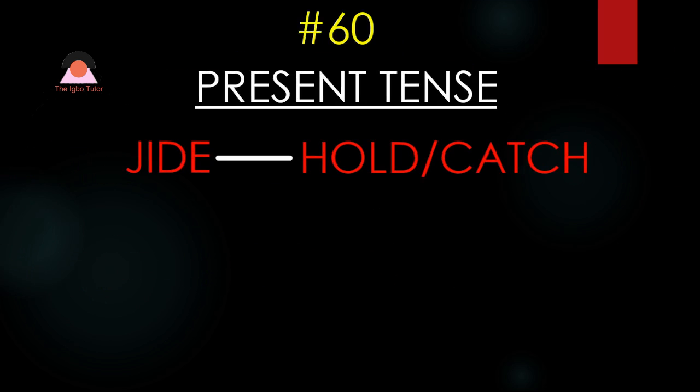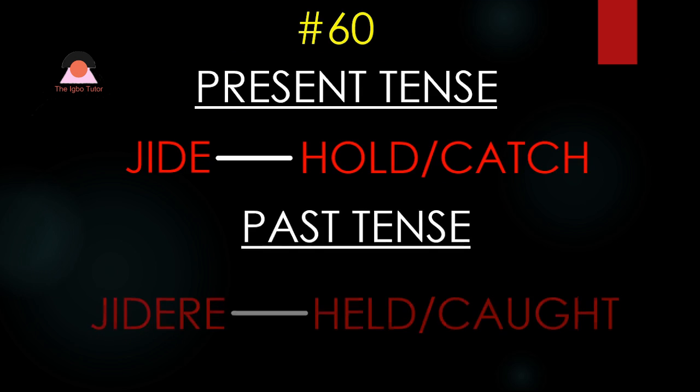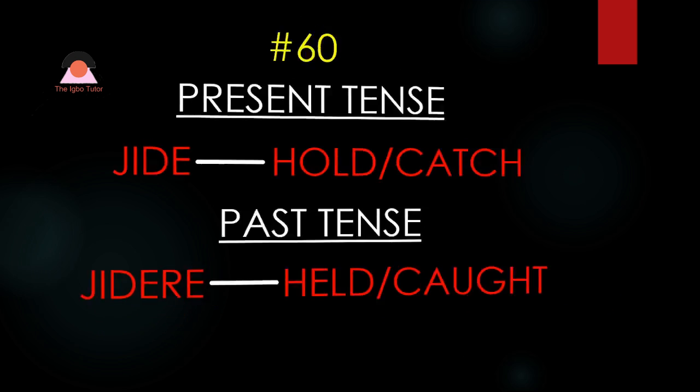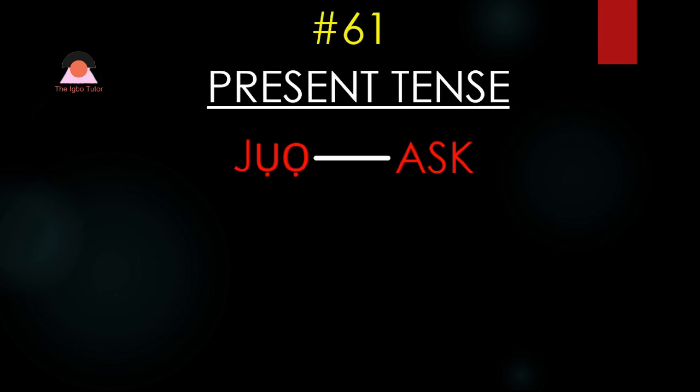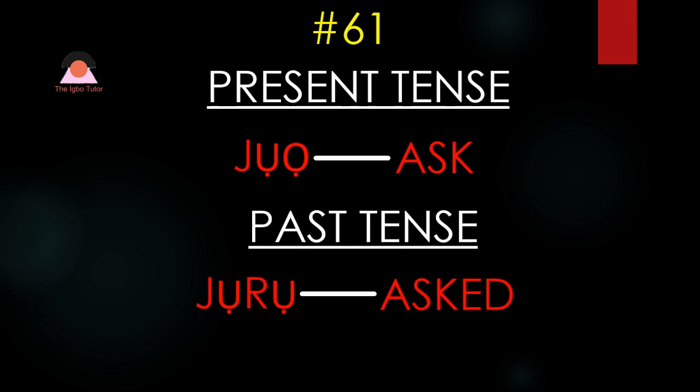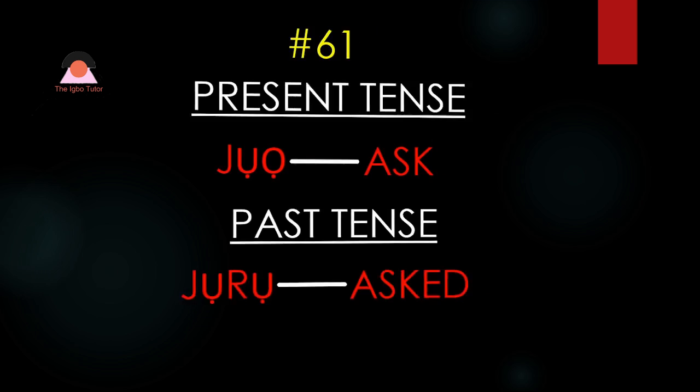Let's go to 60, and that is jide, as a word. Jide, meaning hold or catch. Okay, what is the past tense of jide? It is jidere. Jidere, held or caught. Okay, let's go to 61. The word is juo. Juo means ask. What is the past tense of juo? It is joro. Joro, asked.